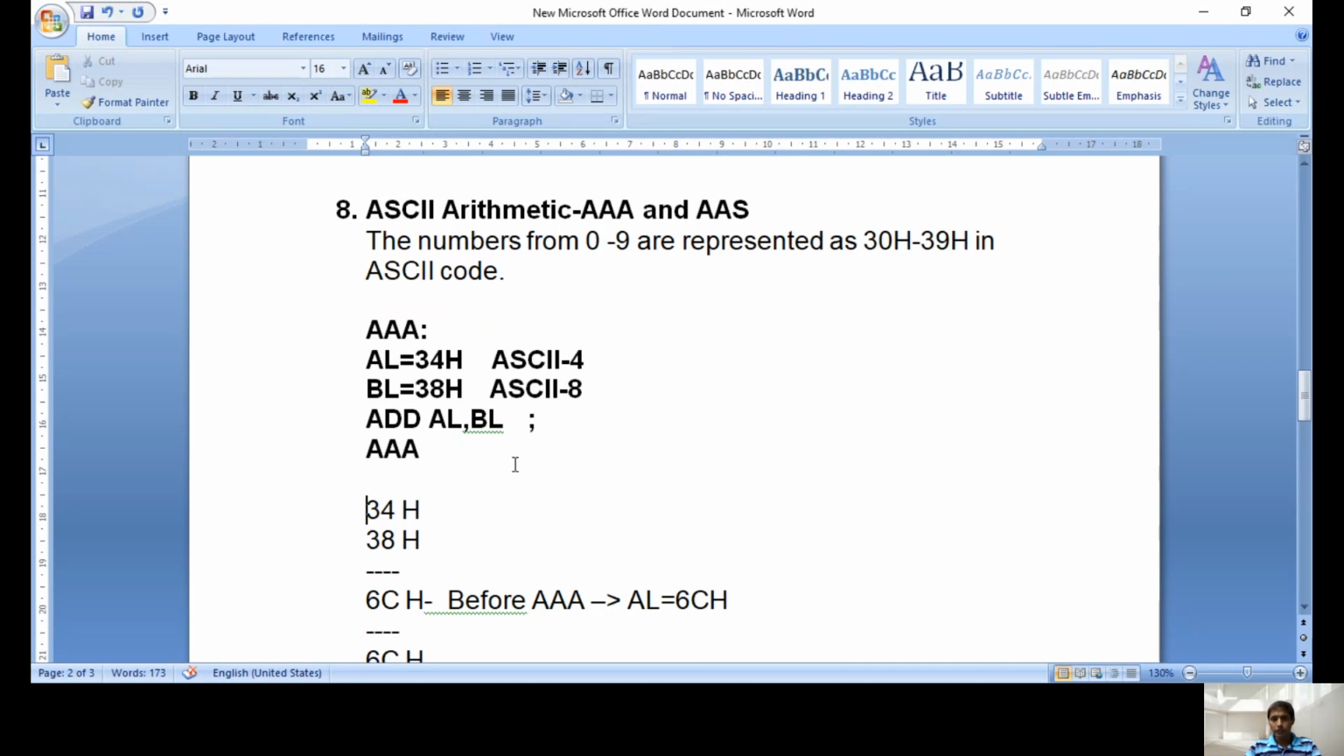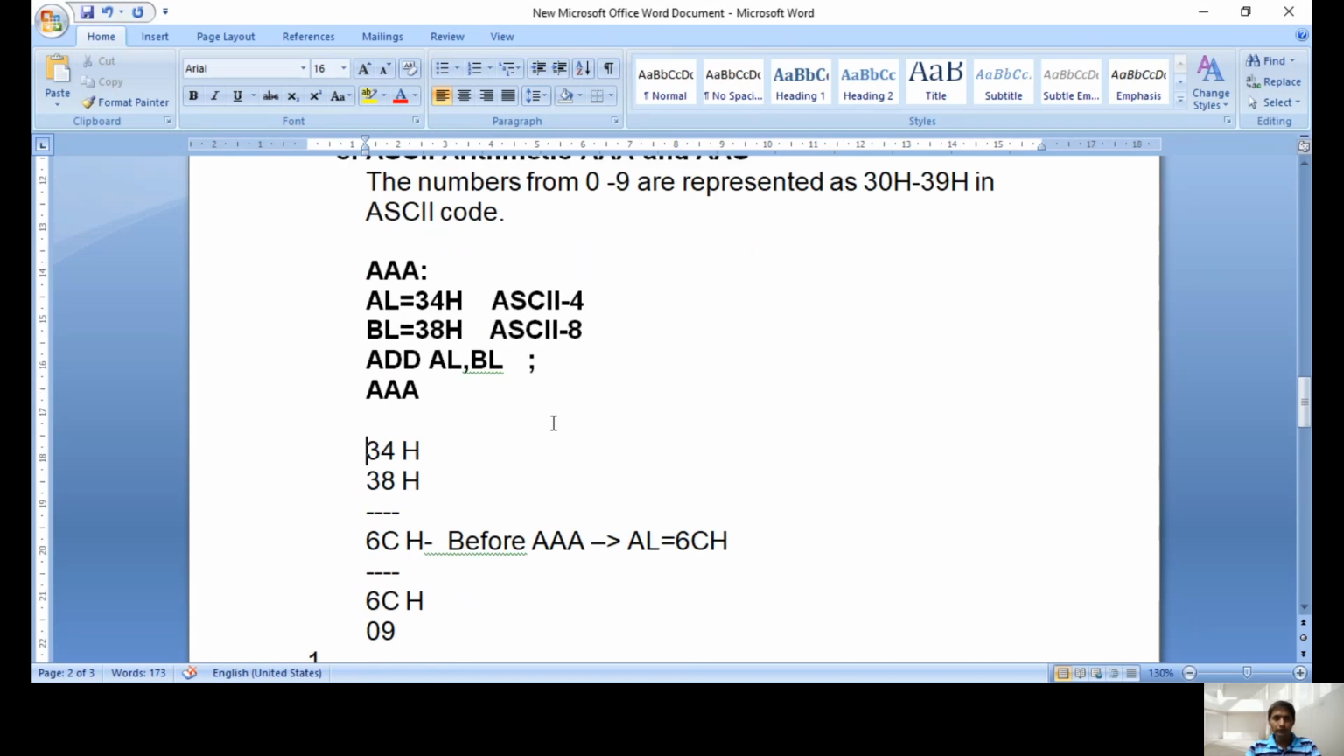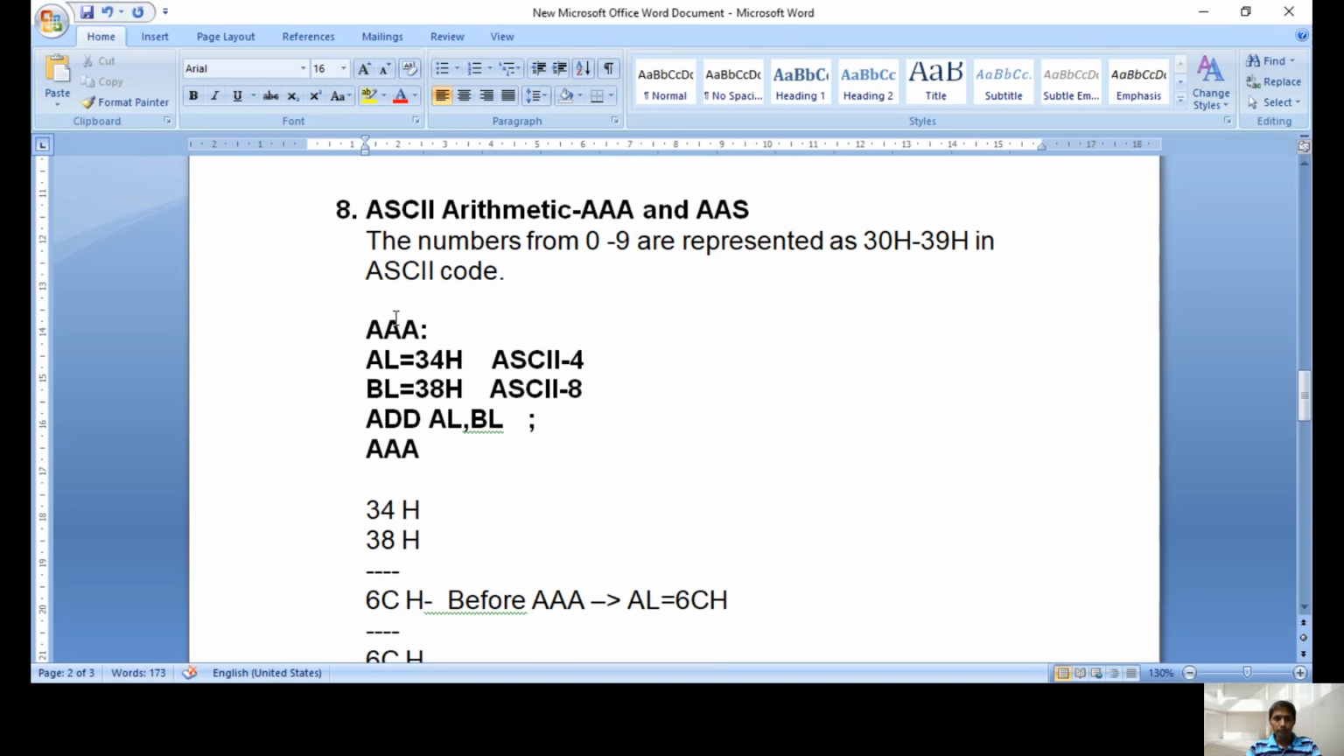after executing the AAA instruction, the higher 4-bit values become masked off. Masked off means they become all zeros. Let us see in which way it is possible. In the AAA instruction, remember the number should be in the range of 30H to 39H only. Those come under the ASCII codes of 0 to 9.